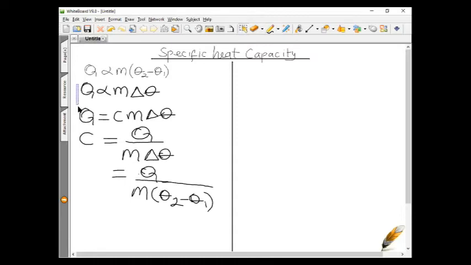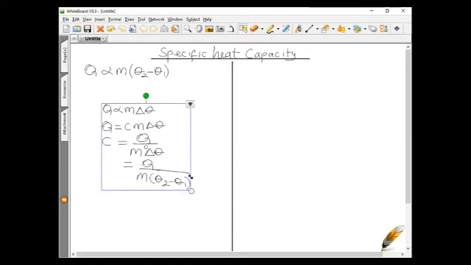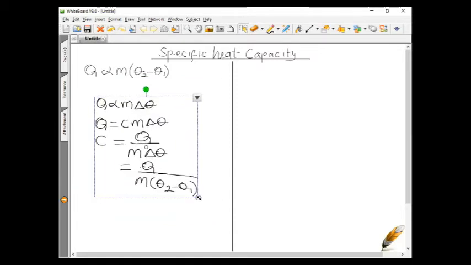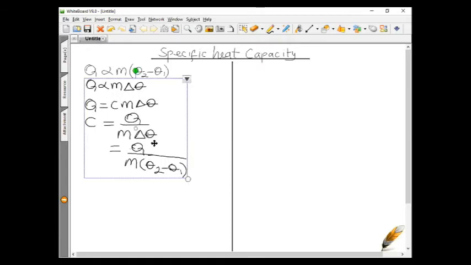Now this is our specific heat capacity. This is the formula for specific heat capacity, which is C here. That is specific heat capacity.